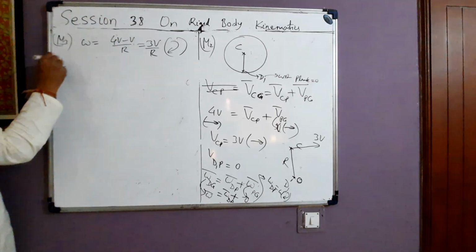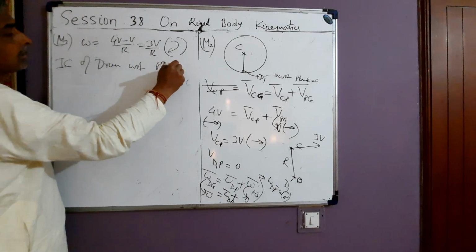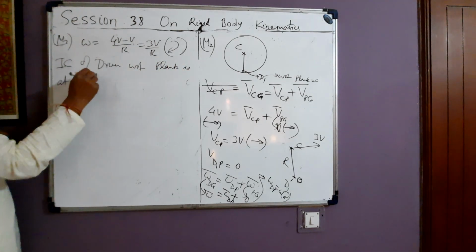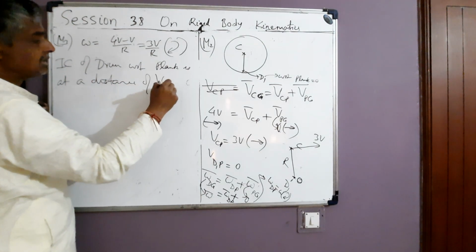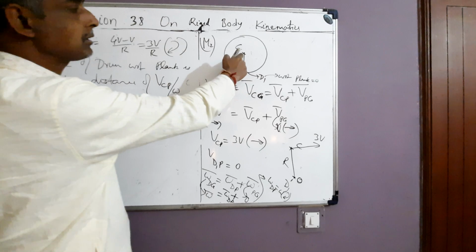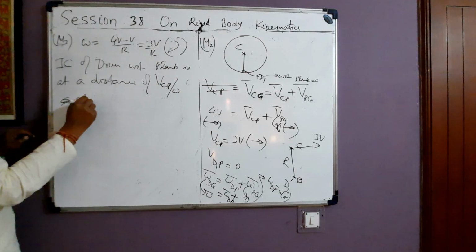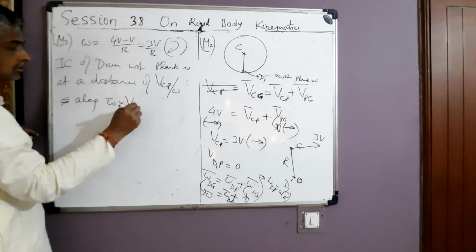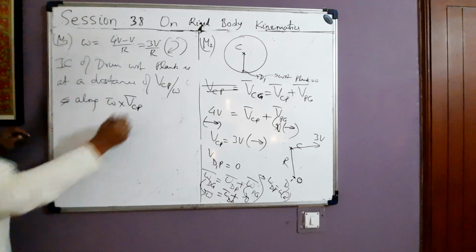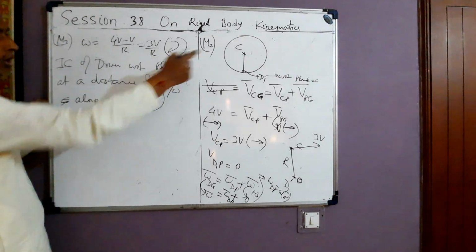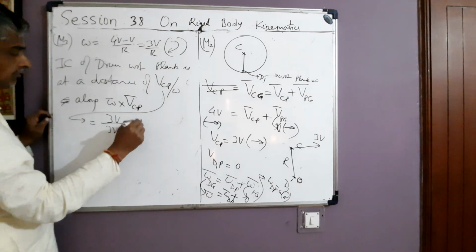So now the IC of drum with respect to plank is at a distance of VCP by omega. VCP means the velocity of center of drum with respect to plank. Now VCP by omega is how much? VCP we know is 3V, and omega is 3V by R. That is just equal to R.